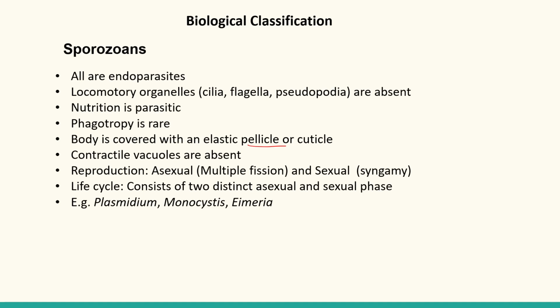An example is Plasmodium, which causes malaria in human beings. Its life cycle is in two phases, one asexual and one sexual. One part of the life cycle occurs in the mosquito and the other occurs in the human body, in the liver cell. Sporozoans are mostly parasitic in nature. Examples are Plasmodium, Monocystis, and Eimeria.